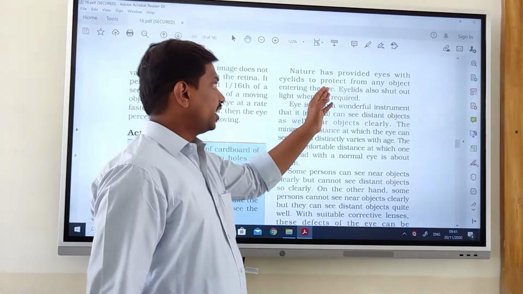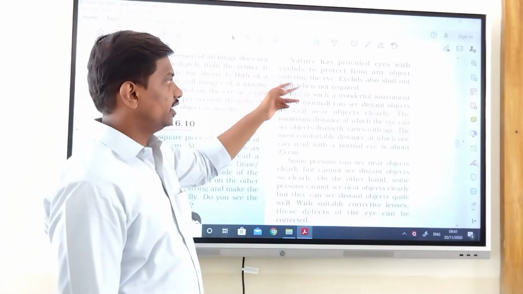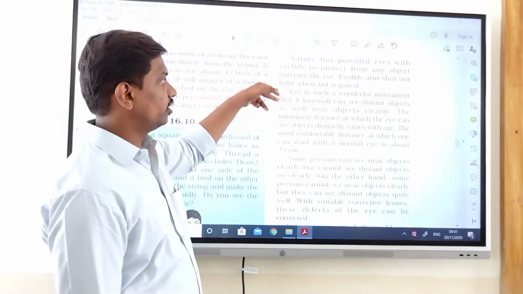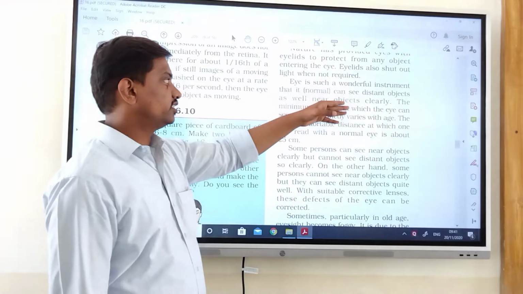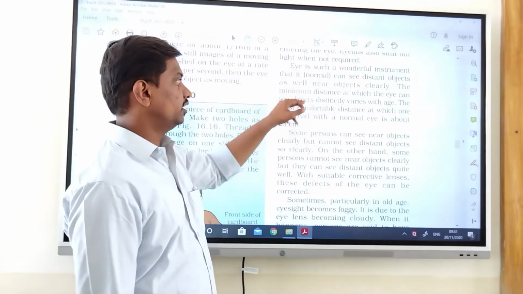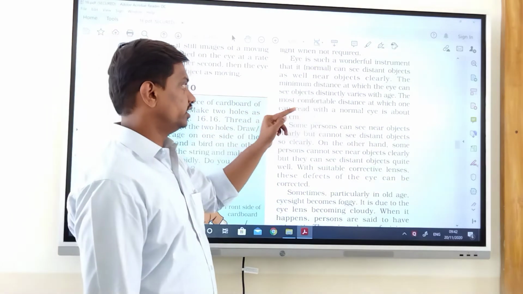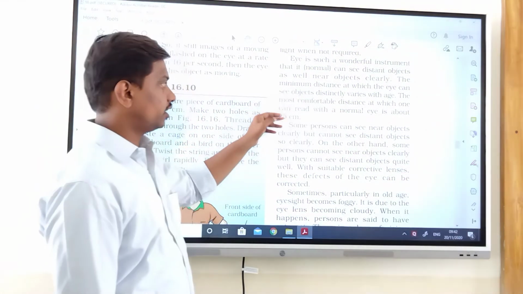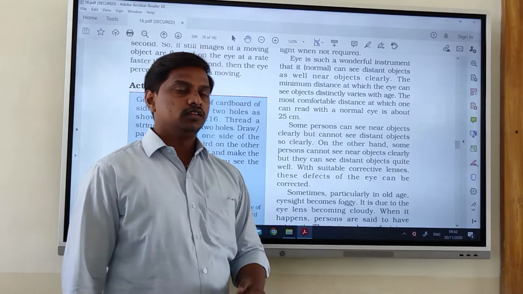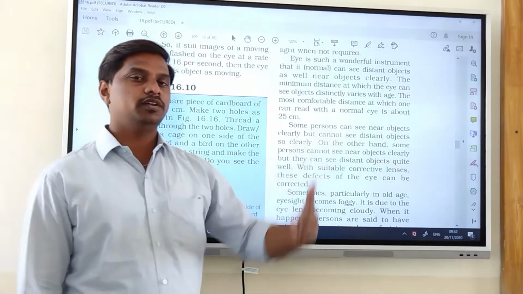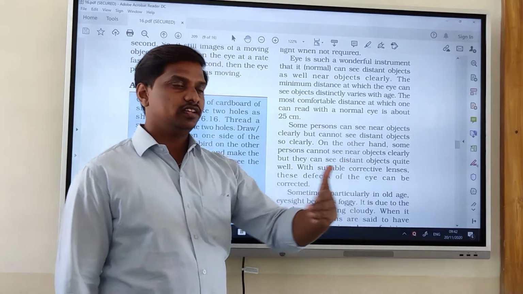Nature has provided eyes with eyelids to protect them from any object entering the eye. Eyelids also shut out light when not required. The eye is such a wonderful instrument that it can see distant objects as well as near objects clearly. The minimum distance at which the eye can see an object distinctly varies with age. The most comfortable distance at which one can read with a normal eye is nearly 25 cm. Only then can we see any object distinctly and clearly.